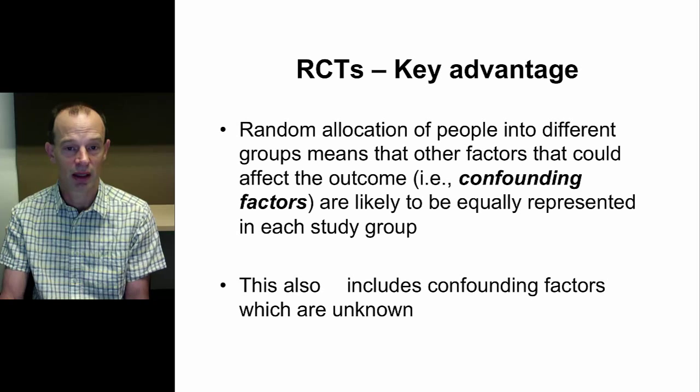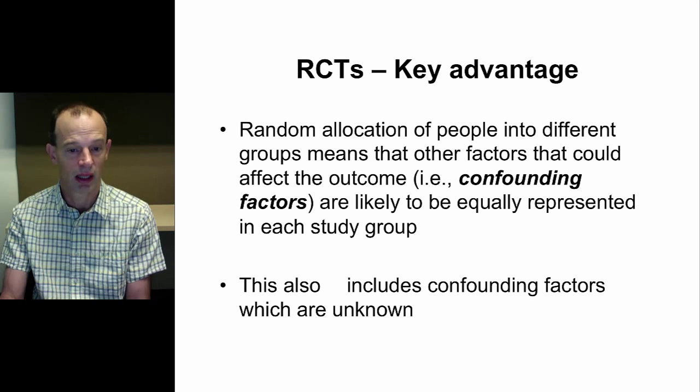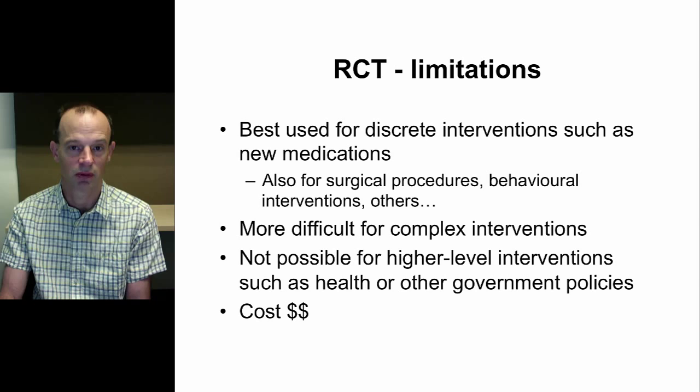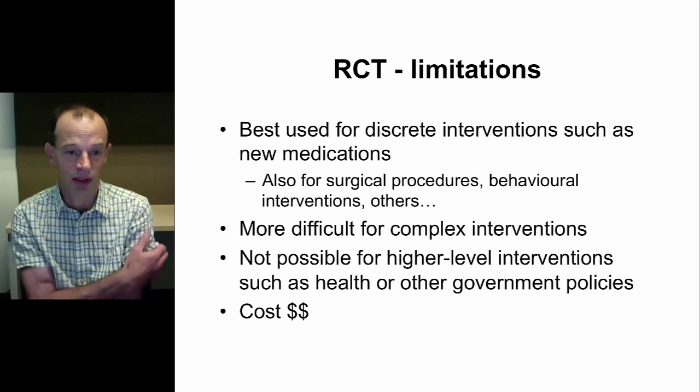So as I mentioned, random allocation helps to control for confounding, and it also includes confounding factors which are unknown. However, there are also some limitations with randomized clinical trials. So it's really best used for discrete interventions such as new medications or procedures.